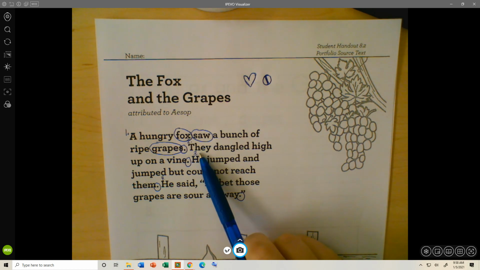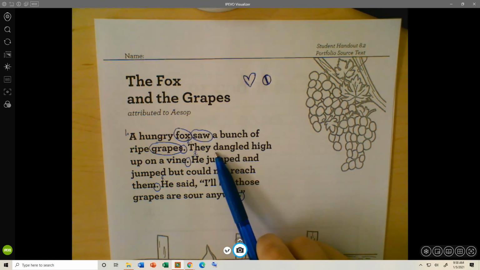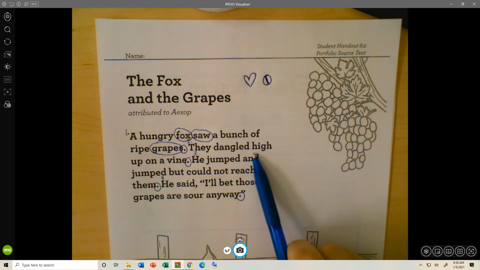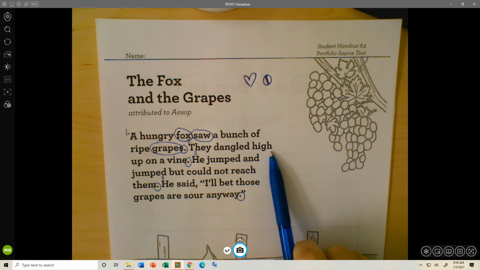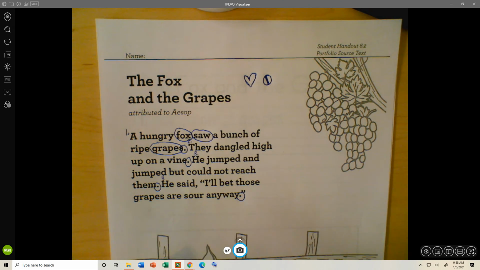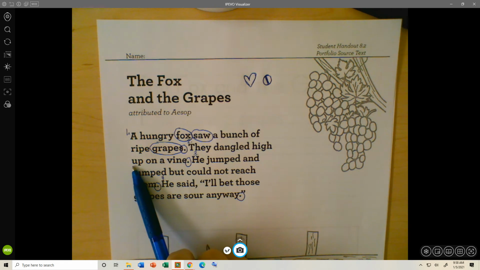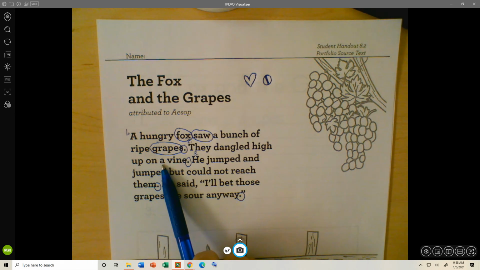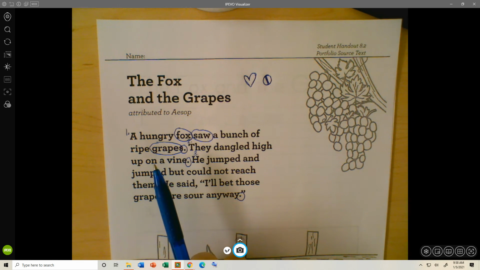right? Well, they Are we supposed da- to dangled high high up on This is Peach. Please come to the school office. Miss Peach, please come to the school office. Good, Jack. They dangled high up on a vine.